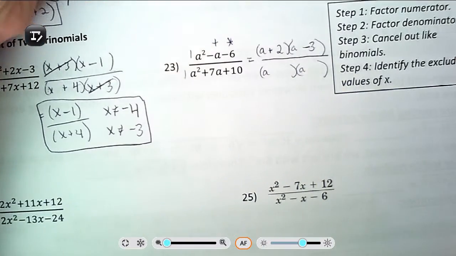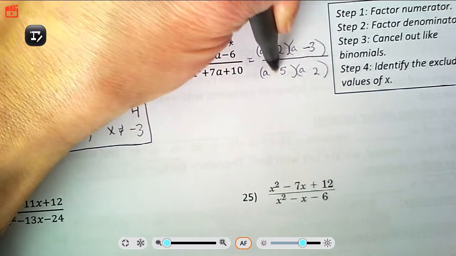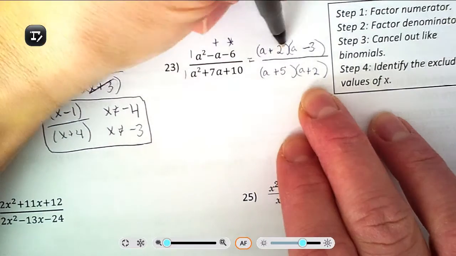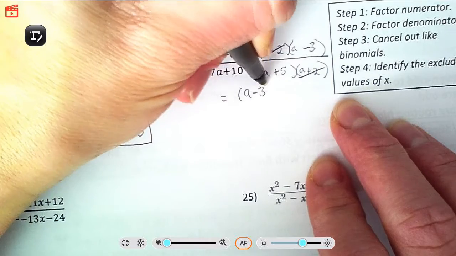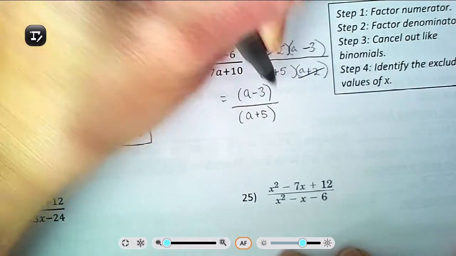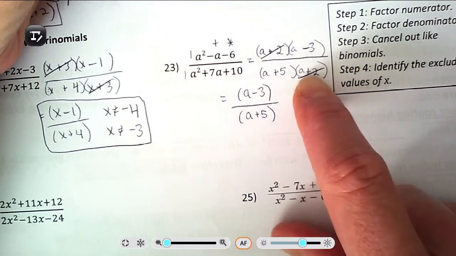A in the left sides. 5 and 2 can multiply to 10 and add to 7, plus plus. Now try to do any cancellations. I see a plus 2 and a plus 2 can cancel. I have a minus 3 over a plus 5 for my final answer, and I have to go to the denominator because I can't divide by 0.